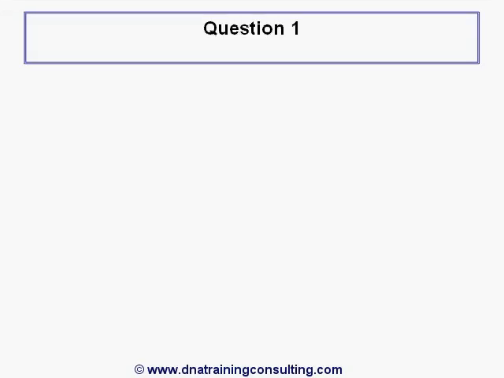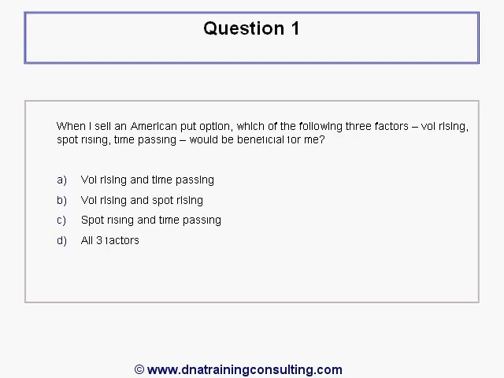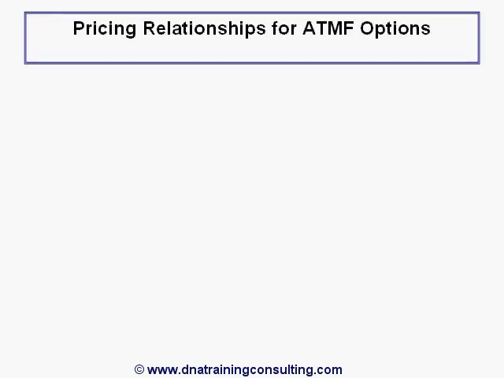Question 1. When I sell an American put option, which of the following 3 factors, vol rising, spot rising, time passing, would be beneficial for me? Here are the 4 possible answers. Solution to question 1.